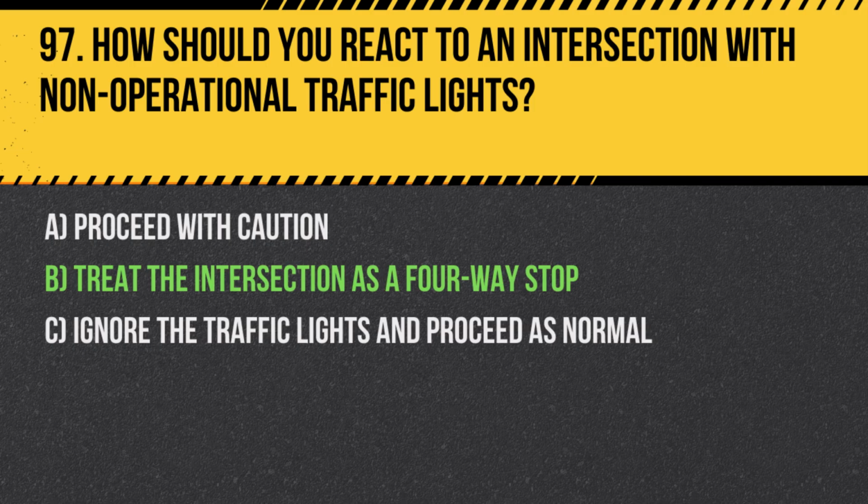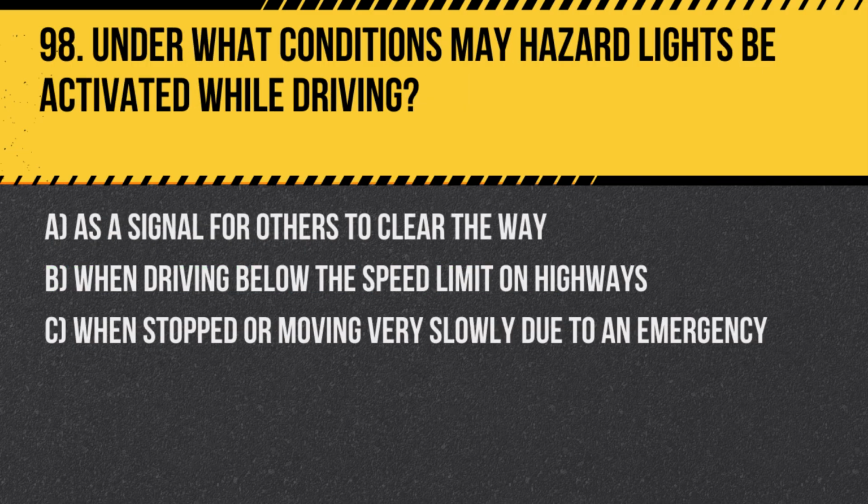Answer: B. Treat the intersection as a four-way stop. If the traffic lights at an intersection are not working, treat it as a four-way stop. This means coming to a complete stop and proceeding only when it is safe and your turn. Question 98. Under what conditions may hazard lights be activated while driving? A. As a signal for others to clear the way. B. When driving below the speed limit on highways. C. When stopped or moving very slowly due to an emergency.